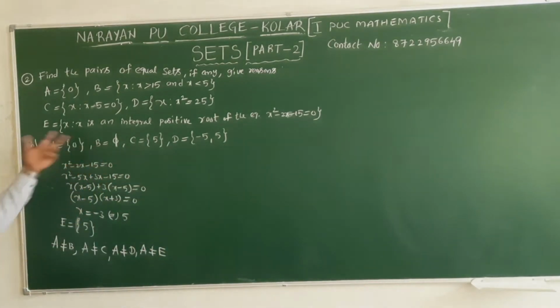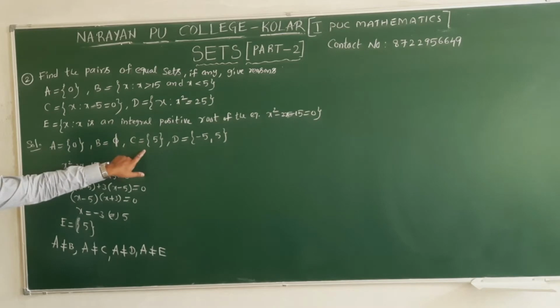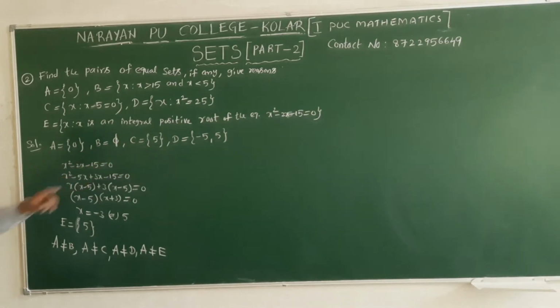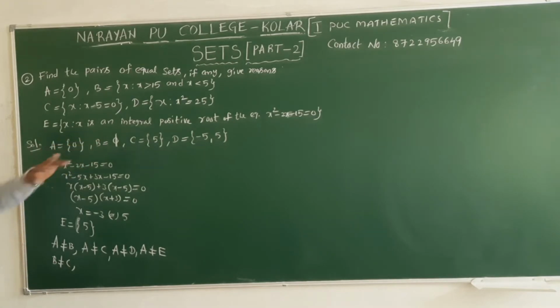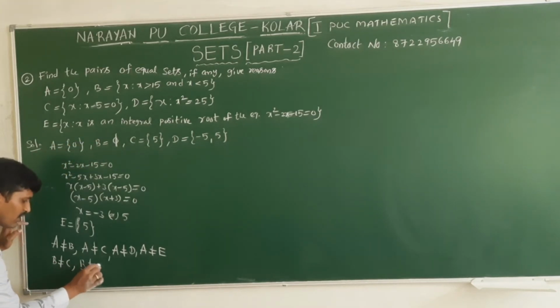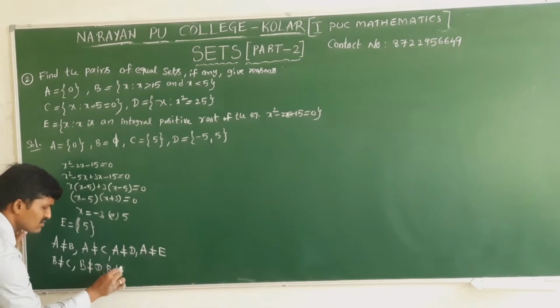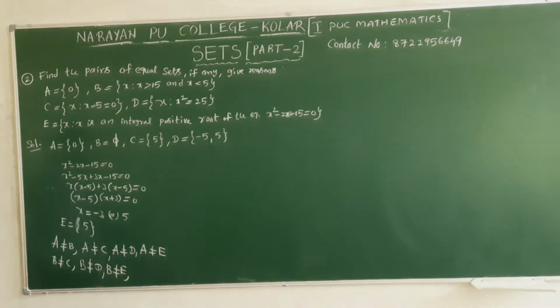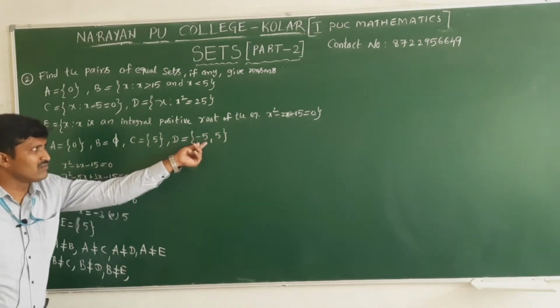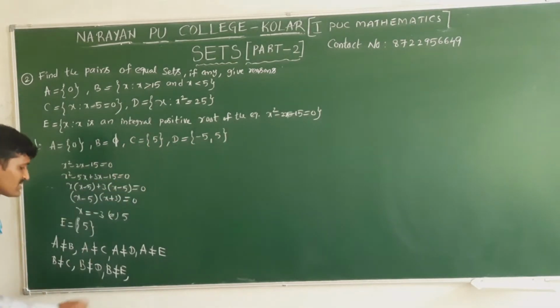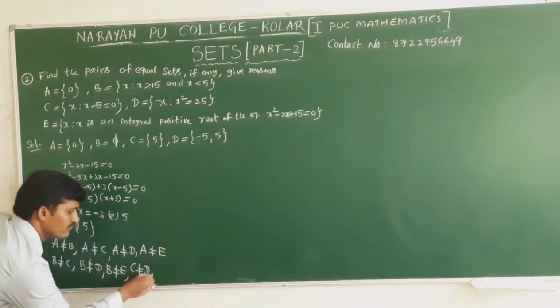Next, B and A, no need to check again. B and C equal? Here no element, here 5 is there. That's why B is not equal to C. B equal to D? No. B is not equal to D, B is not equal to E also. Next, C with D. C equal to D? No. 5 is there, but minus 5 is not present in C. So C is not equal to D.